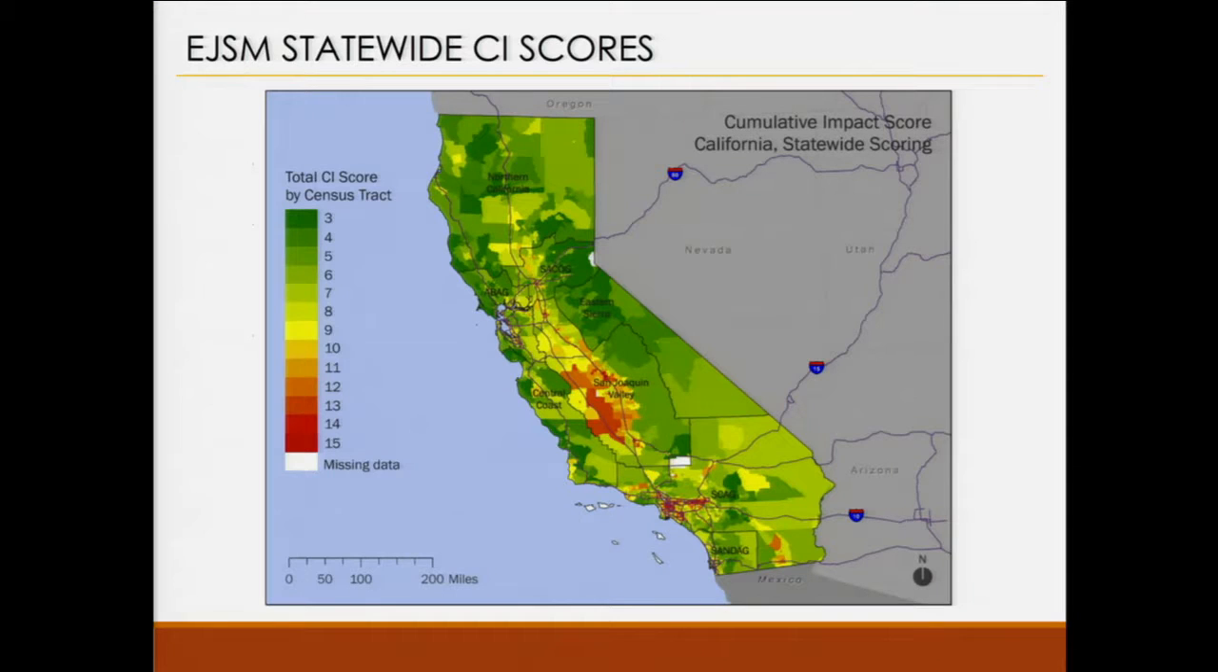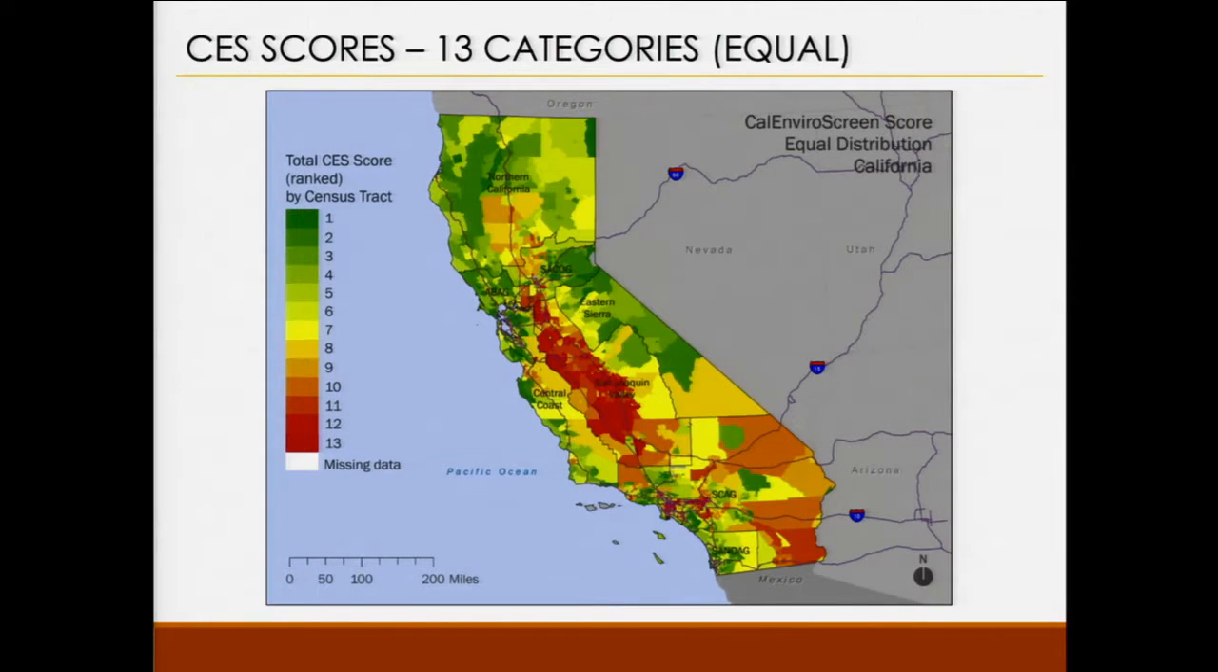So if we take a look at some maps to compare these two, this is the EJ screening method CI score without climate, statewide. So this is considering the entire state without regional scoring for the EJ screening method. And the best comparison of CalEnviroScreen to this is to take CalEnviroScreen's statewide scores and map those, but divide them up into 13 classes instead of the 20 that CalEnviroScreen uses. So what we've done is we've taken that continuous score and just put it into 13 bins instead of into 20 bins. And so comparing those two maps looks like this.